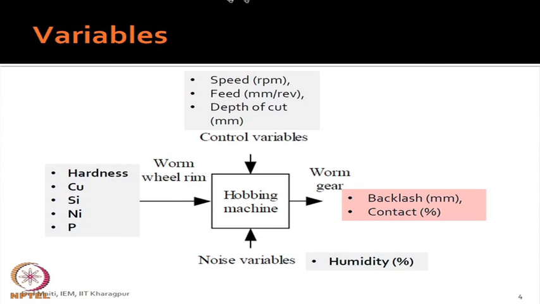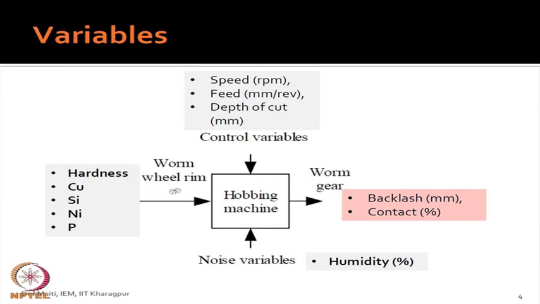Now see the schematic diagram of the entire process. Here what we are saying, this is the hobbing machine. The worm wheel rims are the input to this machine. This machine basically cuts the gear teeth, and the worm gear from the gear teeth point of view, backlash and contact are the two important quality variables. And the worm wheel, which is input to the hobbing machine, the input worm wheel quality is measured through hardness, copper percentage, silicon percentage, nickel percentage and phosphorus percentage.